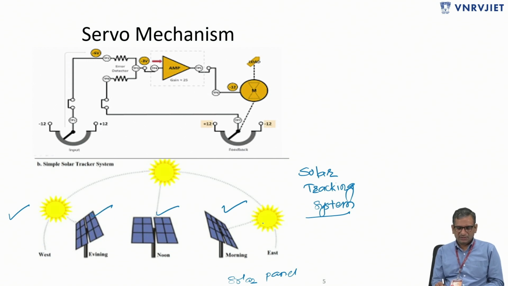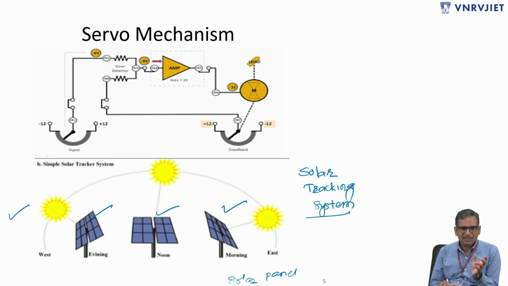Now you can see the position of the sun. As the earth is rotating, the requirement is that the solar panel must always face the sun. So always the face of the solar panel should be towards the sun. So we can see the set point is the angular position, which is continuously changing.